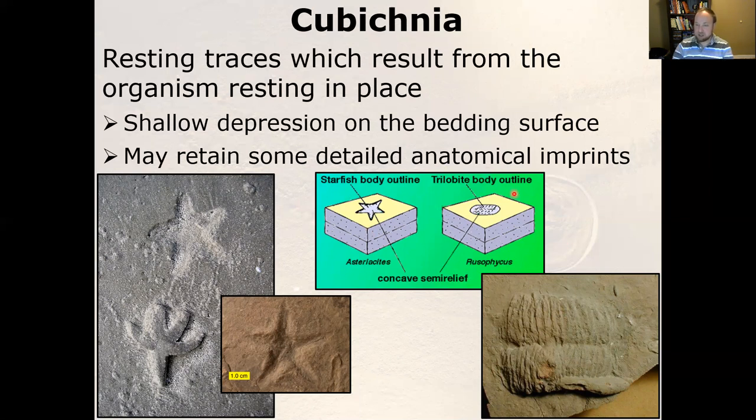Rusophicus is a trilobite resting fossil. And again, it's not any single trilobite. It's not a trilobite called Rusophicus. It's a resting fossil of any trilobite. And what you often see is that you might see detailed anatomical imprints on here.